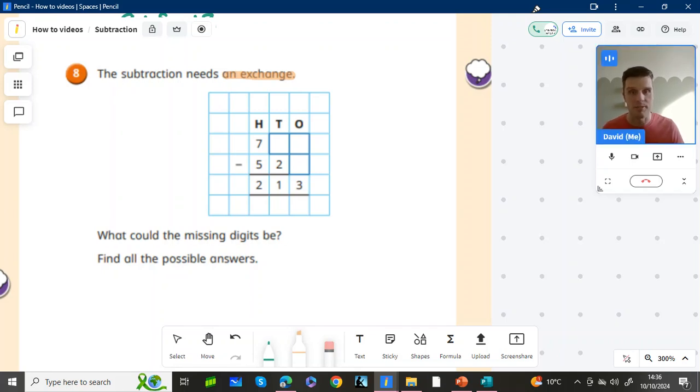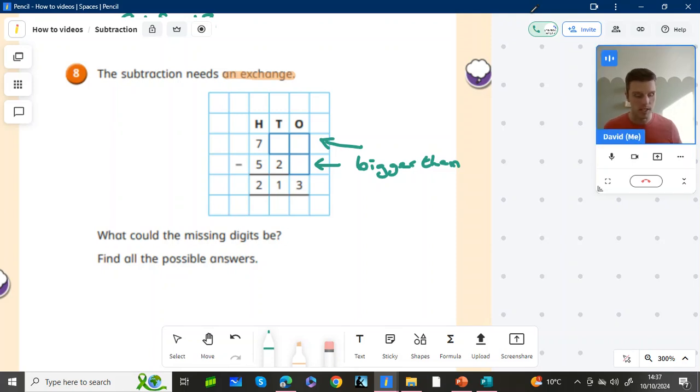Okay, so think carefully. Because there's an exchange, we know that this number needs to be bigger than this number, or digit, sorry. Okay, so this digit needs to be bigger than this digit. Okay, this one must also be bigger than the 2. Okay, but we're not doing exchange as such. But you need to show, but it needs to be bigger than 2 so you can do an exchange. Okay, so think carefully. Pause the video here to complete the question.